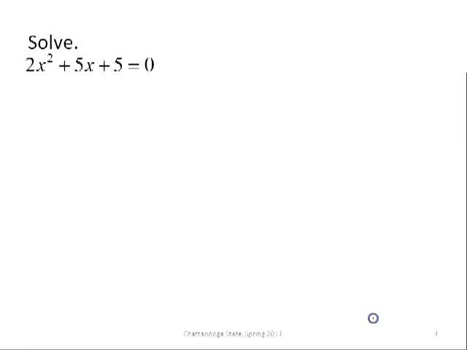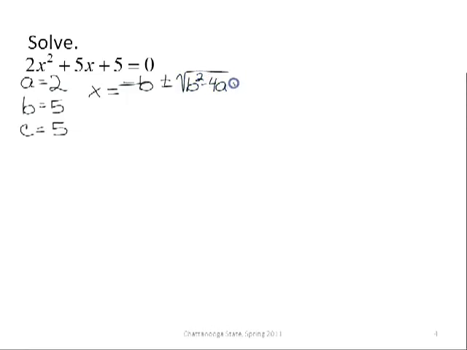Now this equation I can't solve with the square root property. I also can't solve it by factoring. So I'm going to start this one out by using my quadratic formula. My a is 2, my b is 5, and my c is also 5. So let me write down the quadratic formula. Remember, if you will write it down every time you use it, it will help you remember it. So x is equal to the opposite of b plus or minus the square root of b squared minus 4ac all over 2a.